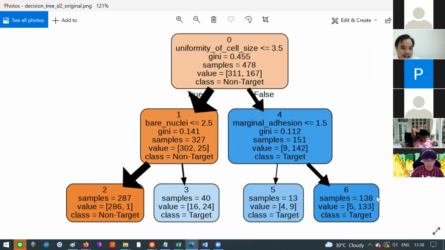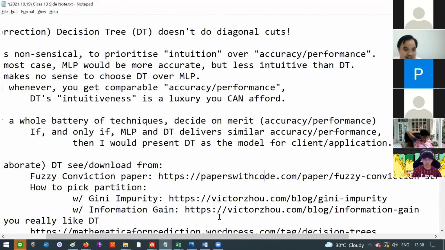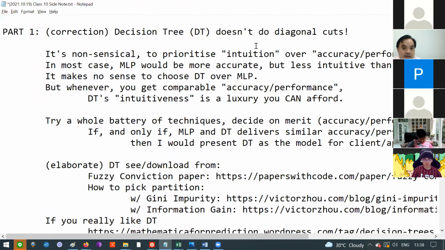Okay, so again, my principle, it should be the principle of every data scientist, is never sacrifice performance of the model for the ability to explain it away. But if and only if MLP and DT deliver similar performance, then I will present DT as the model. So that's why I want to show you this.